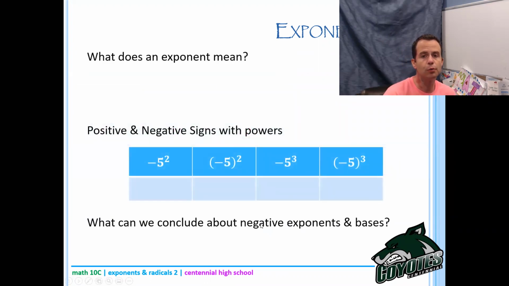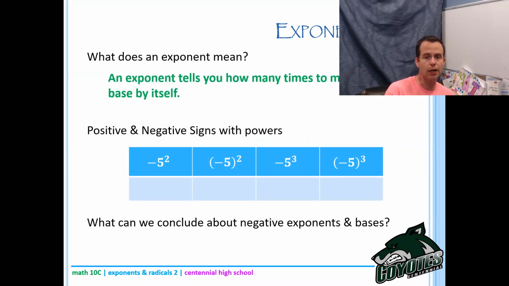All right, so what does an exponent mean? An exponent tells you how many times to multiply the base by itself. So if it was 5 to the 7, it would say multiply 5 by itself 7 times. Now, we need to explore a little bit about negatives with exponents, to talk about what some of that means.